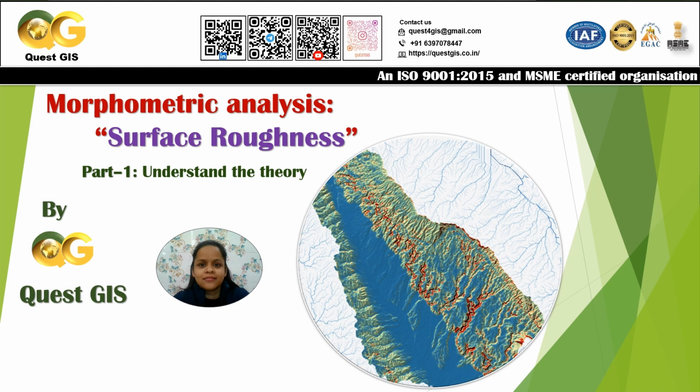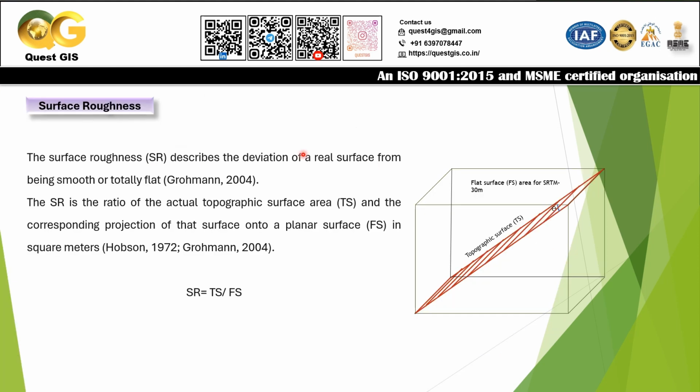So in this video, we will learn the spatial distribution of another morphometric parameter, which is surface roughness, using a digital elevation model. So without any further ado, let's begin our theoretical part. Okay, so now what is surface roughness?